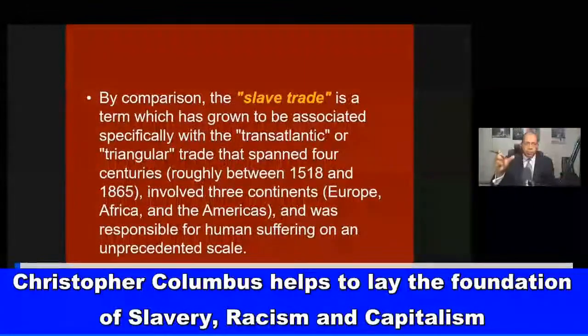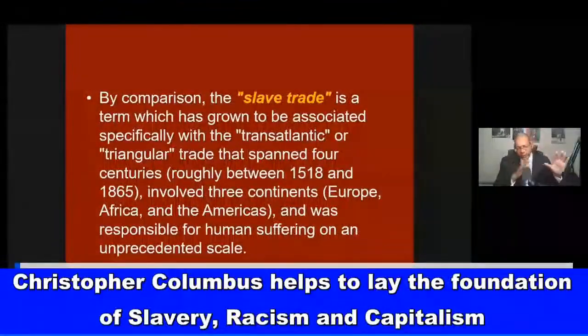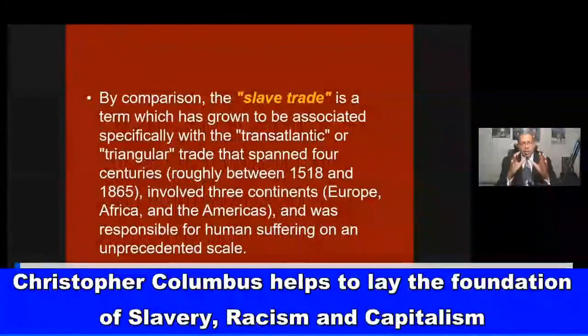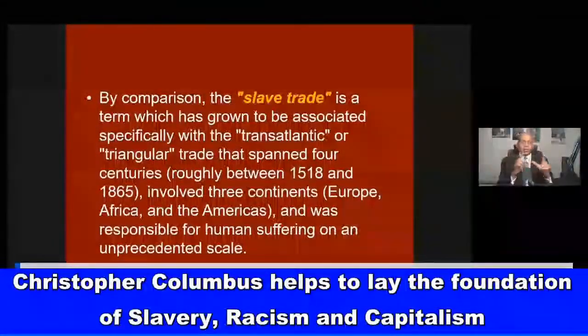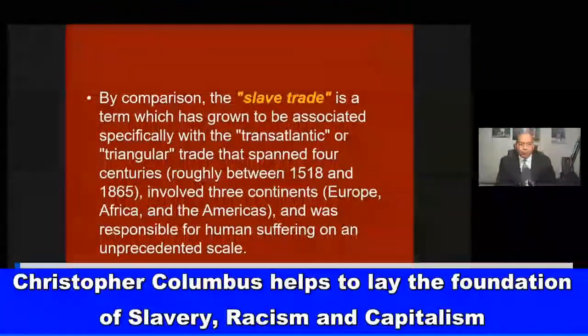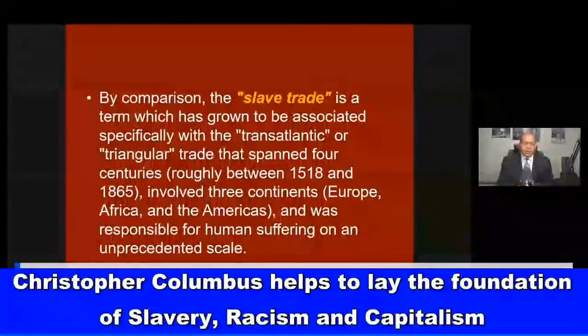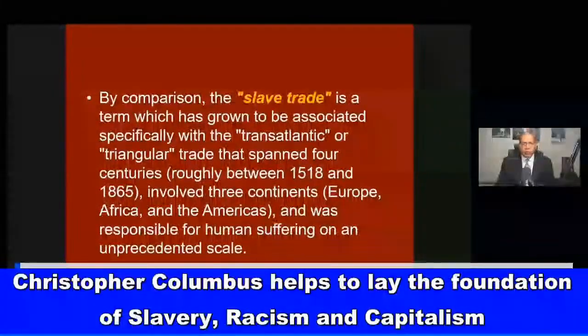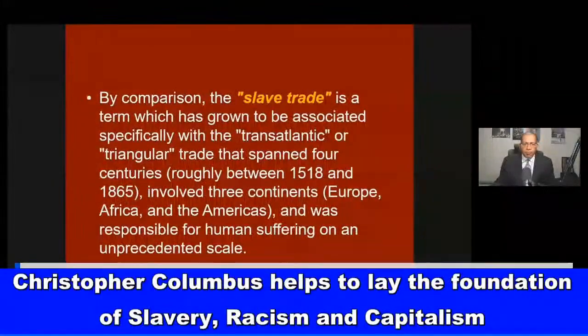By comparison, the slave trade is a term which has grown to be associated specifically with the transatlantic trade or the triangular trade that spanned centuries. Roughly it goes back to 1441, but some people put it at 1518, because that deals with the Asiento de Negros of August 1518, signed by King Charles V of Spain, which drastically expands the transatlantic slave trade and increases the need for enslaved African labor. This involved three continents, Europe, Africa, and the Americas, and was responsible for human suffering on an unprecedented scale.